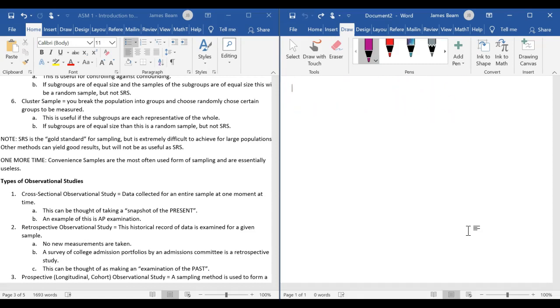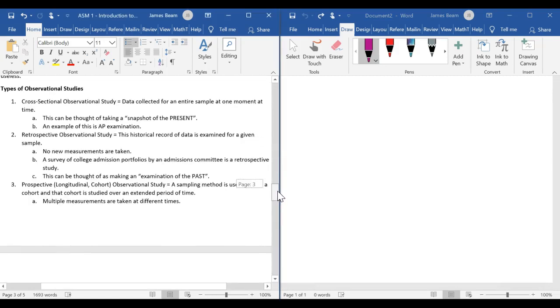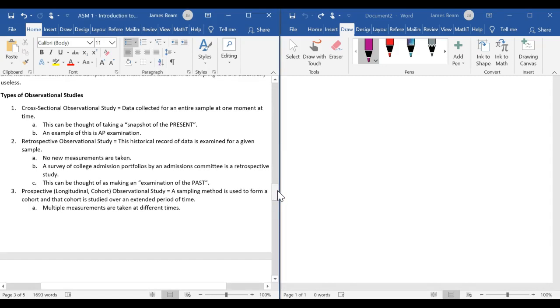All right. Observational studies. So earlier we talked about the difference between an observational study and an experiment. Something to know about observational studies is that there are three major types of them. You can think of them as present, past, and future. The first type is what's called a cross-sectional observational study.